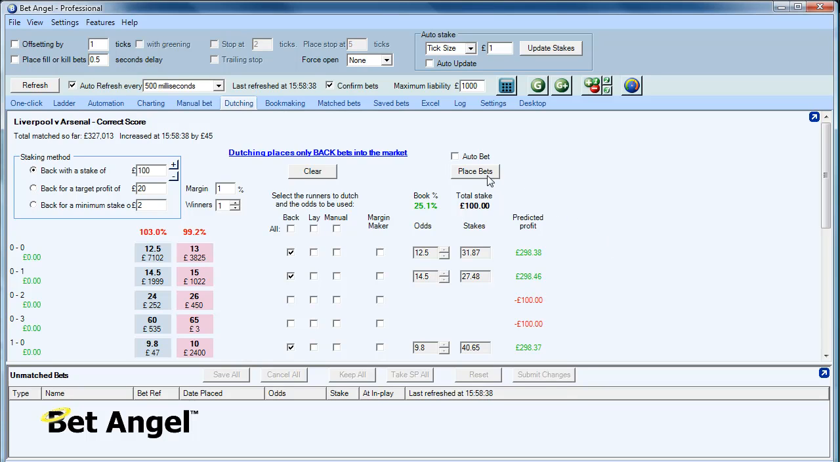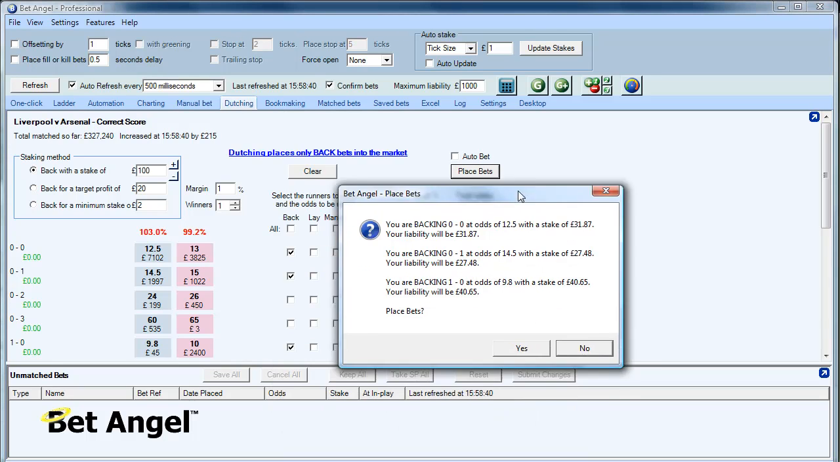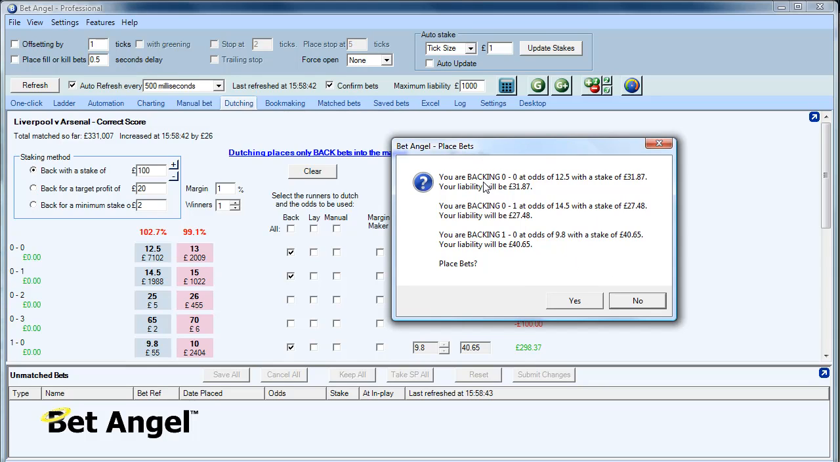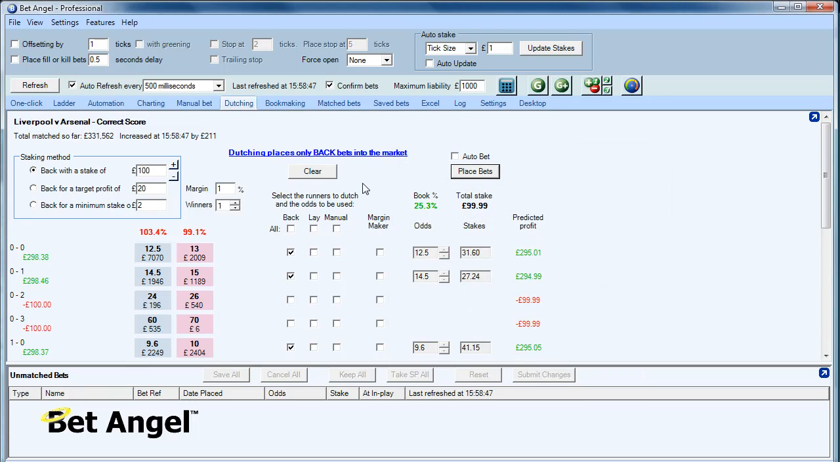So if I hit the place bets button now, you can see we've got confirmation there because we've got confirm bets on. Backing 0-0, backing 0-1, backing 1-0. So yes, we'll put that order in. And we'll return to this in a bit when the match gets underway. The match is due to get underway in about a minute's time. So we'll come back and have a look at this at that particular point.